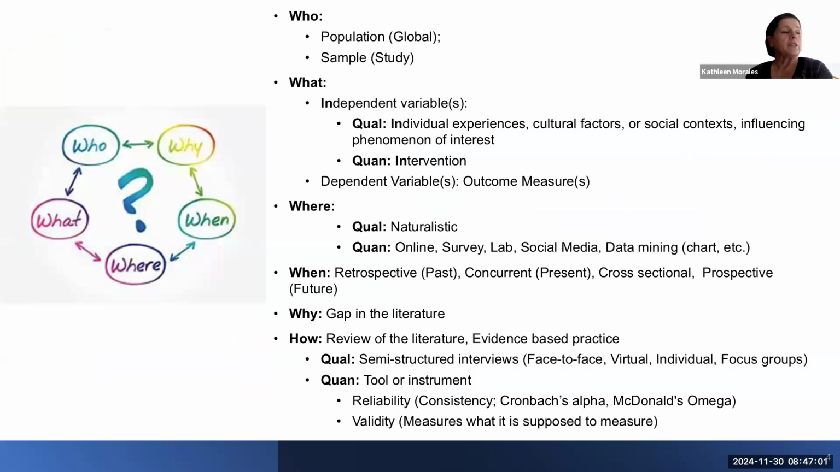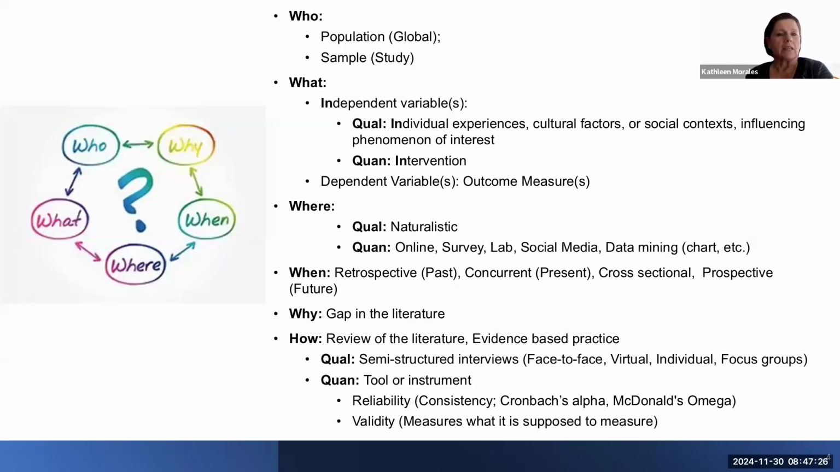For what, we have two variables to consider. We have the independent variable, and in qualitative it is the individual experiences, cultural factors, or social contexts that influence your phenomenon of interest. With quantitative, it's typically your intervention. So you can think about N for that. Dependent variables is the outcome measure we're interested in.